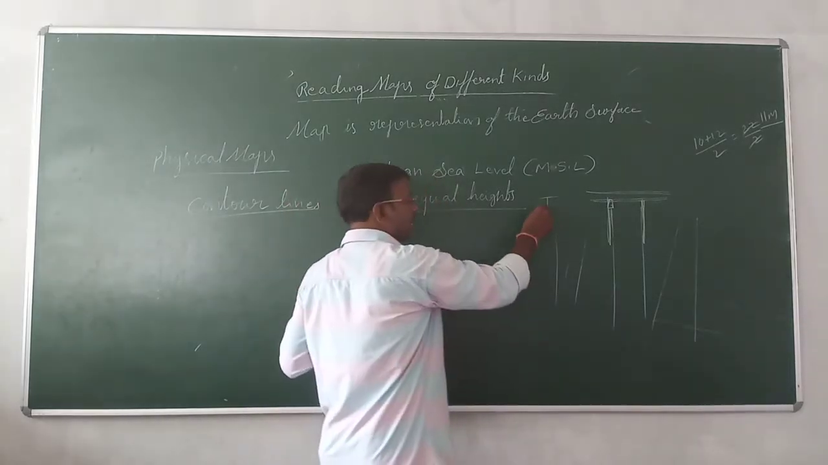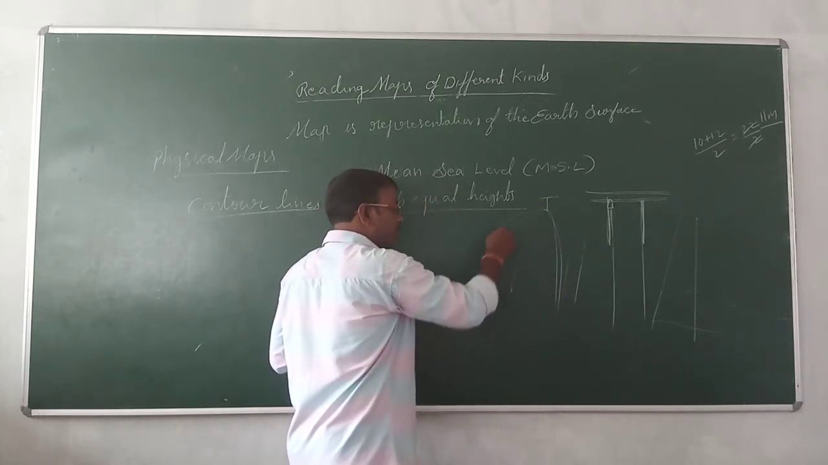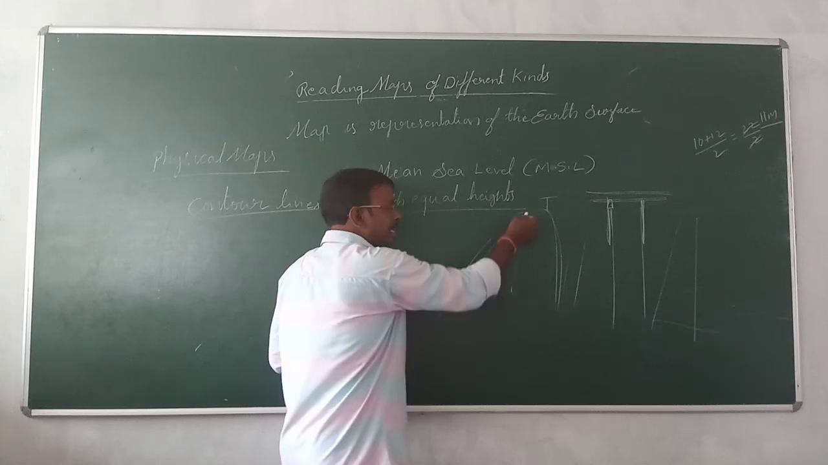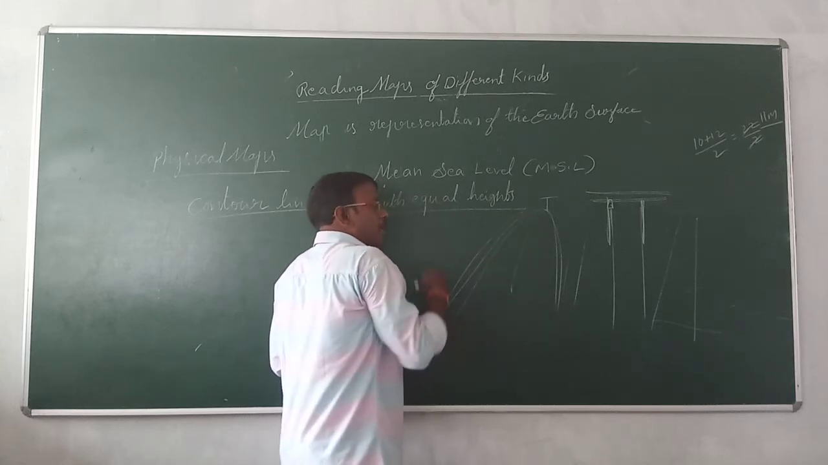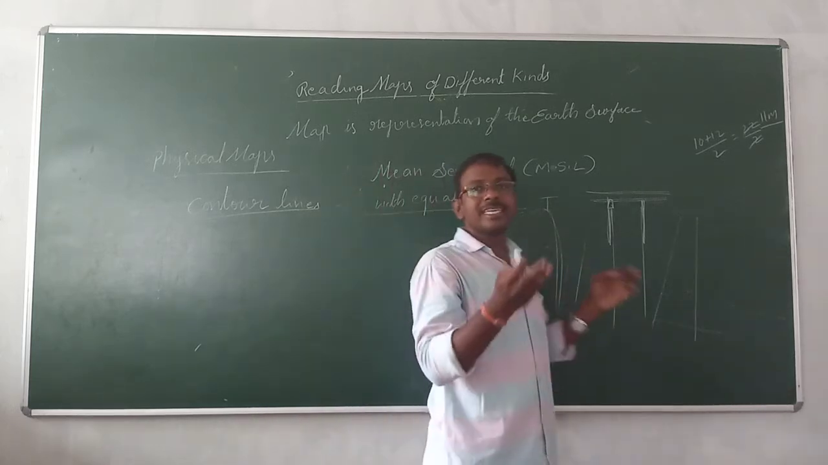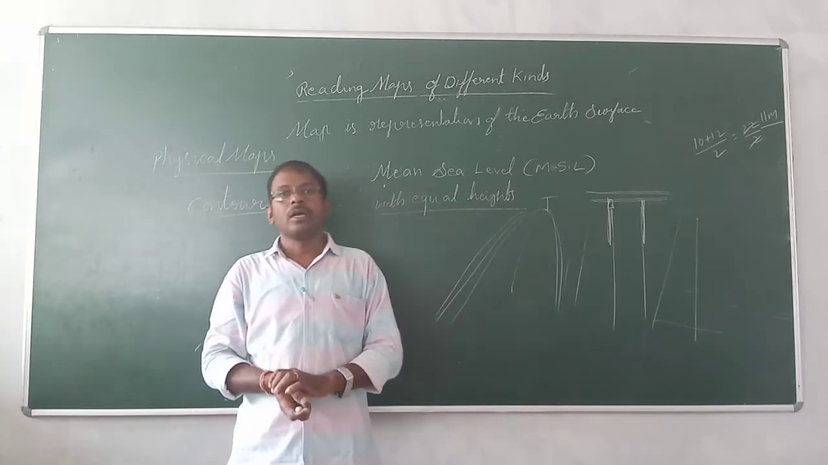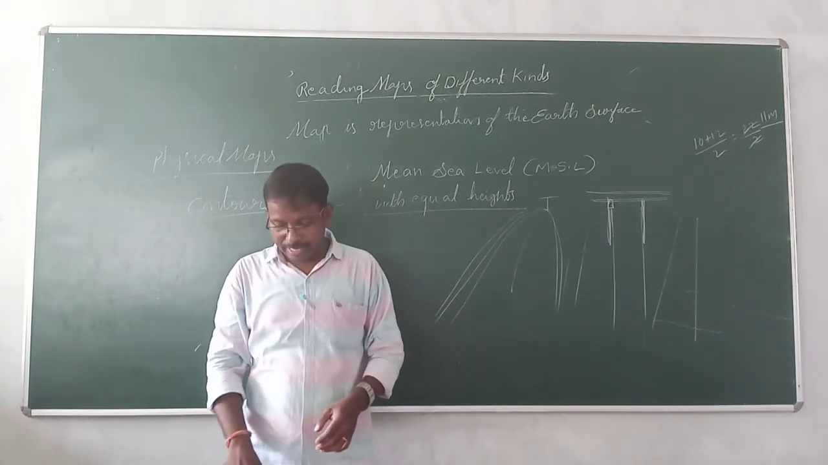If you want to construct a railway track in a hilly area, we don't know how much height there is. If you construct a railway track there, it may not be possible, and the train will come back. Whether it is possible or not, we can know by seeing maps. Maps are helpful for us in all these things.